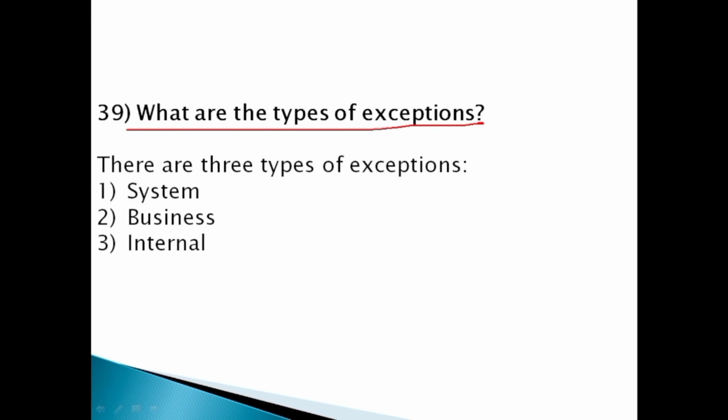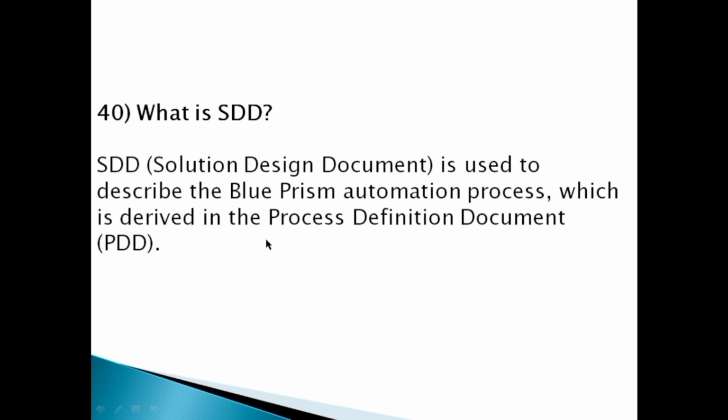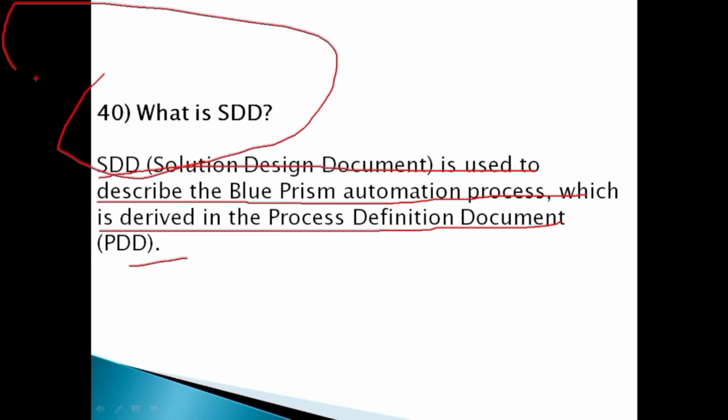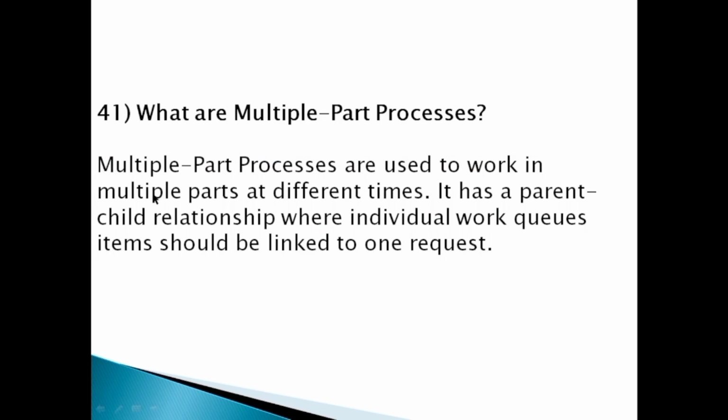What are the different types of exception in Blue Prism? First one is system exception, business exception, and internal exception. What is SDD? It is also a document. Solution design document is used to describe the Blue Prism automation process, which is derived in the process definition document, which is PDD. I will give the template of SDD and PDD in the description link.